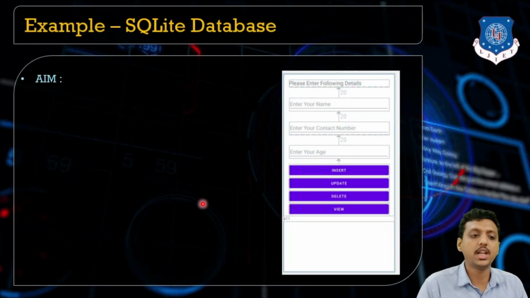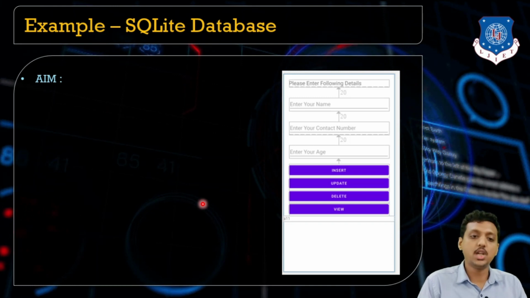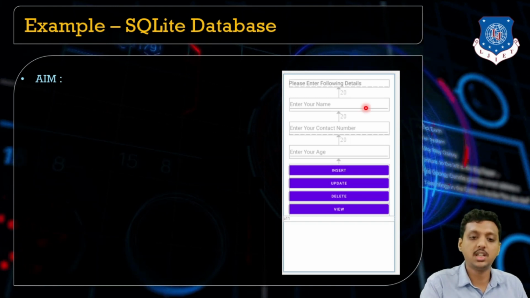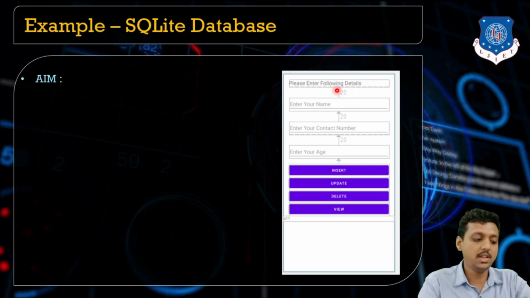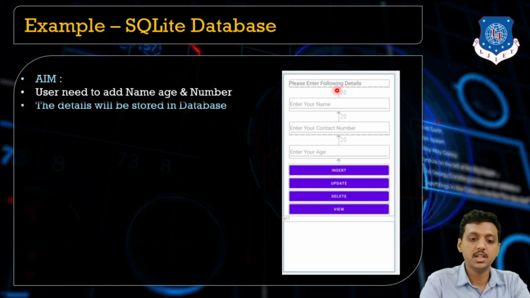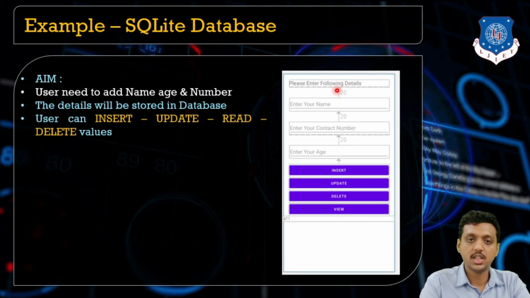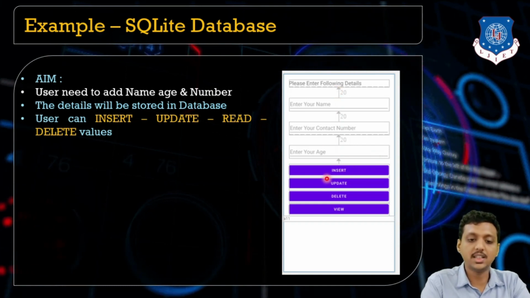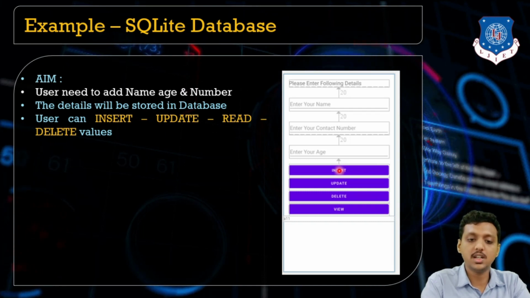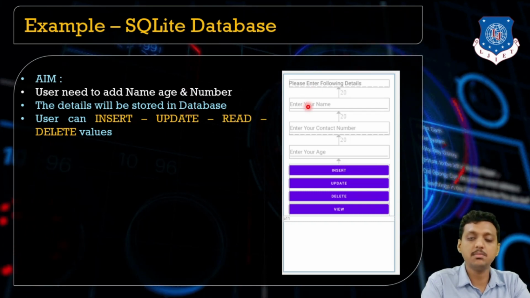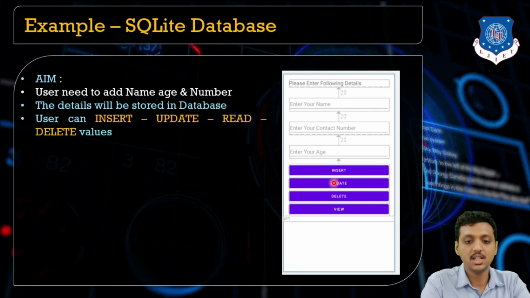Now, what are we going to make today? We are going to make a screen which contains a text view that says please enter the following details, in which we just want to insert a name, contact number and age. And then there are 4 buttons: insert, update, delete and view. When I click on insert, it will insert the data, and it is already inserted successfully.